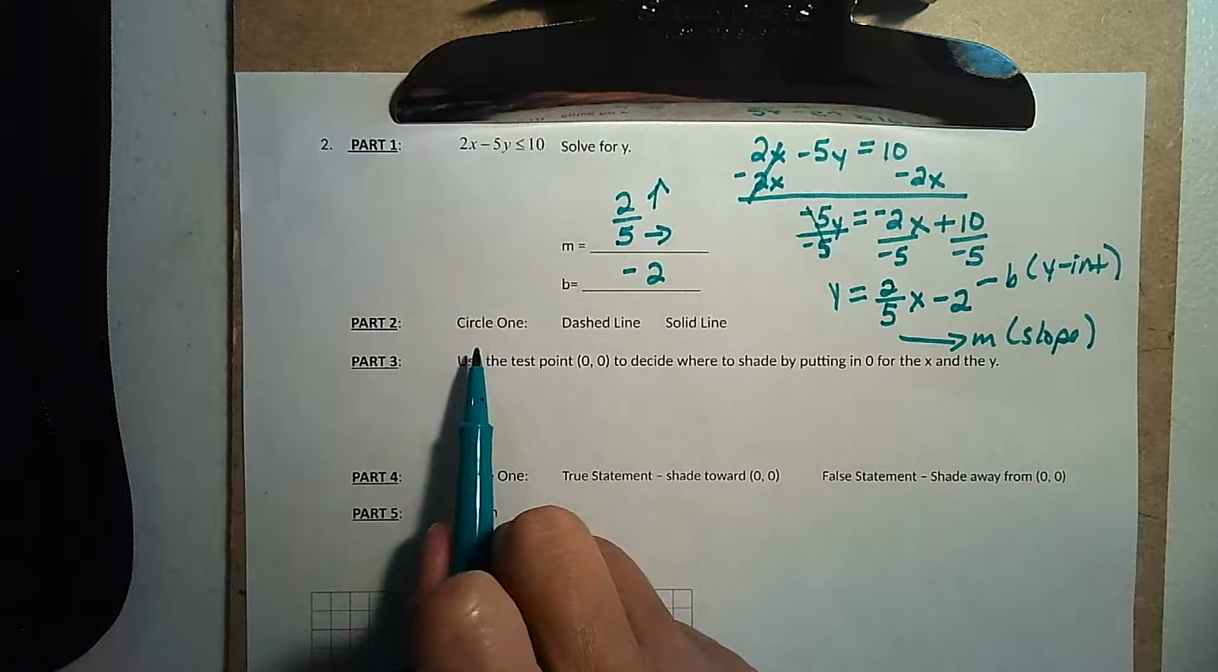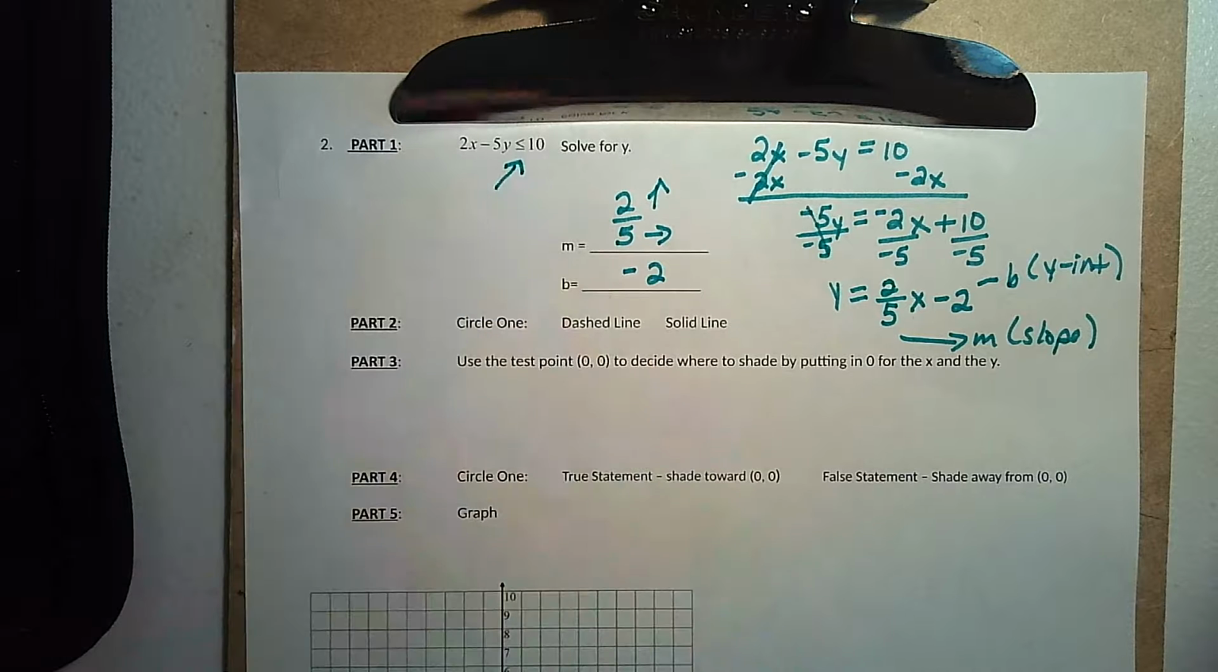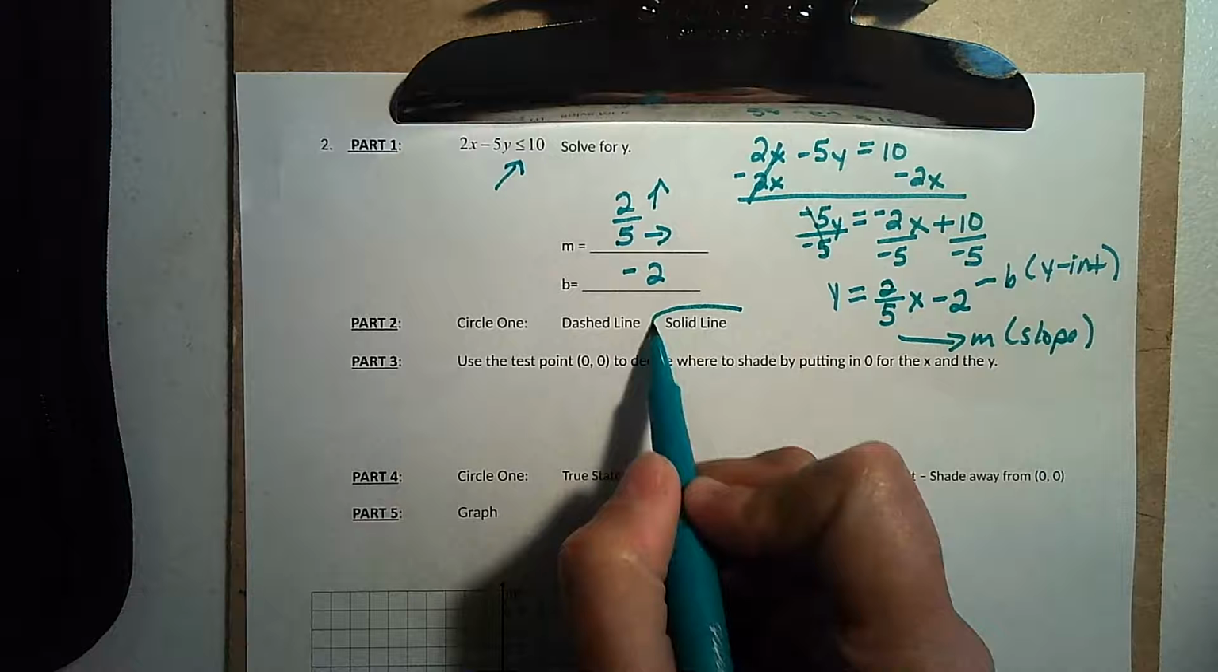To decide whether it's a dashed line or a solid line, I look at the original inequality, and because it is less than or equal to, it will be a solid line.